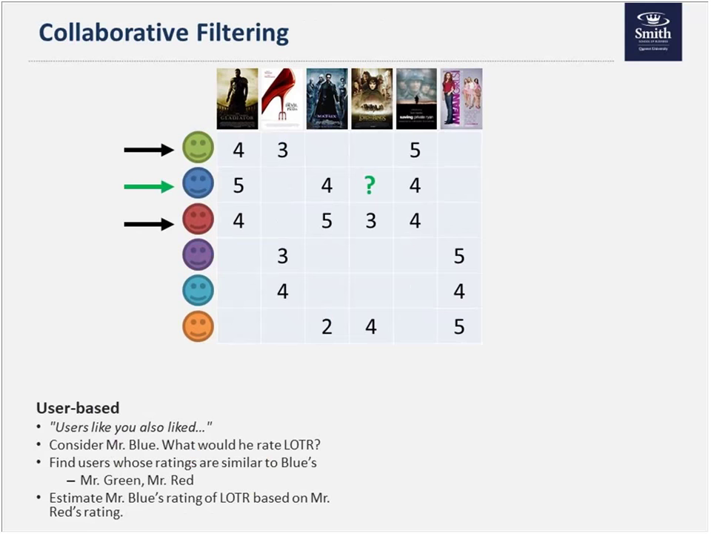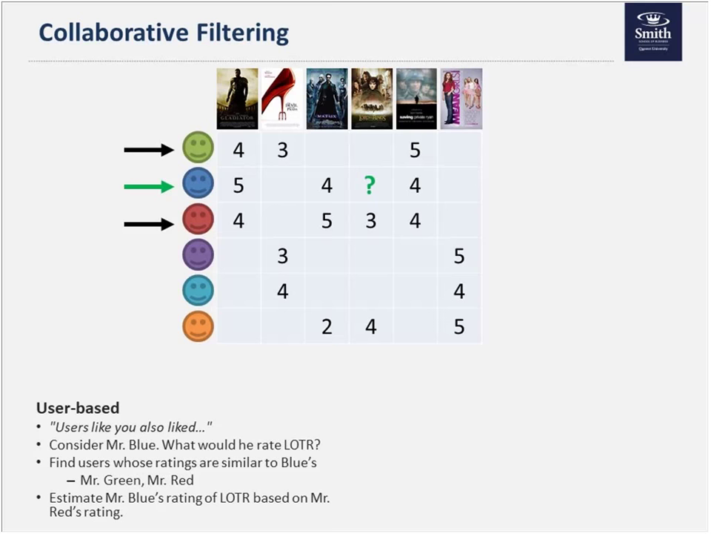So there's 2 flavors of collaborative filtering. The first is called user-based. And in user-based, what it's doing is it's trying to answer the question, users like you also liked what? So as a simple example, consider Mr. Blue. Say the algorithm is trying to predict how much Mr. Blue would like Lord of the Rings. Mr. Blue hasn't rated Lord of the Rings in the past, so we just don't know the true answer, but we can estimate it. So what the algorithm will do is it will scan all the users and say, which of the users are most similar to Mr. Blue? Which 2 users are the most similar?